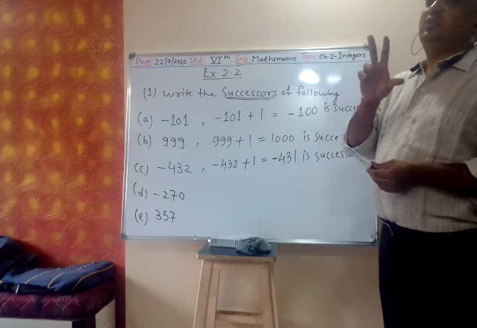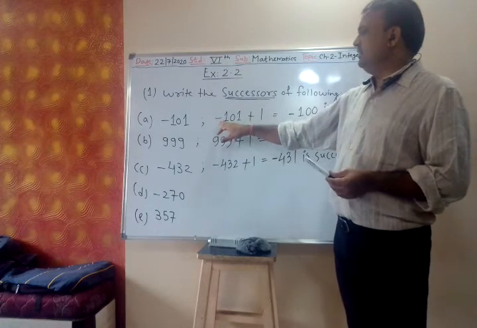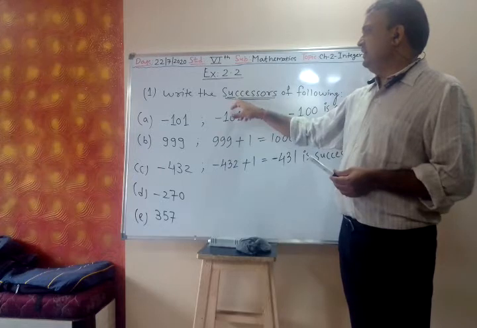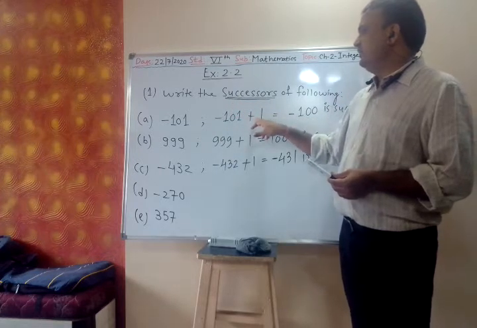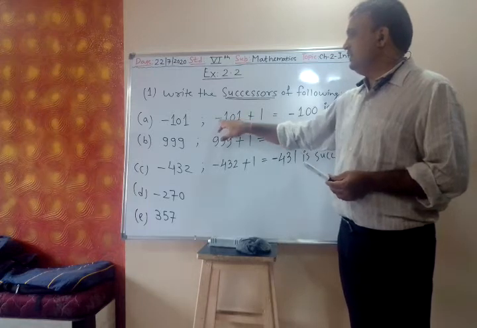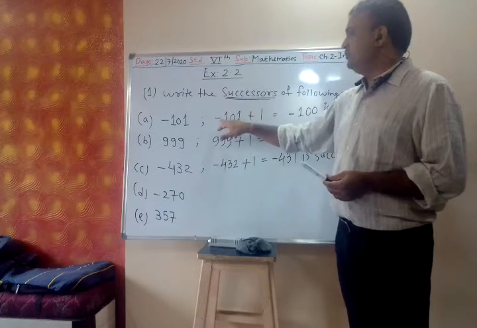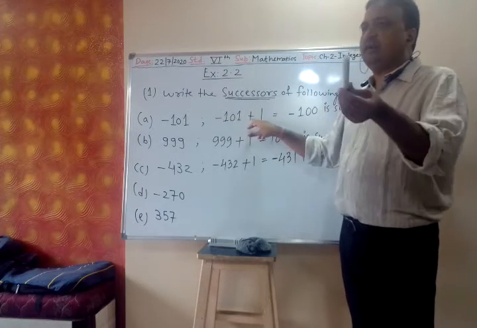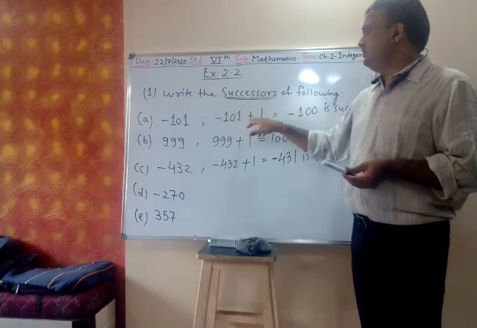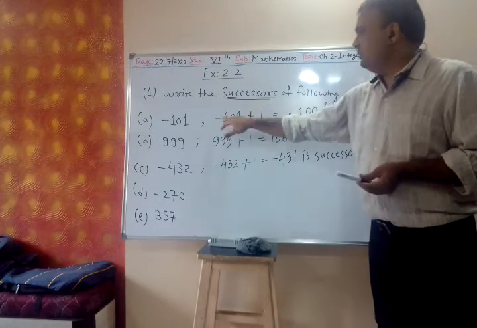It is minus 101, not 101. To find the successor, I will add 1. So minus 101 has a minus sign, and this one has a plus sign. Whenever they have opposite signs, minus and plus, we have to subtract the smaller number from the bigger number. The bigger number is 101, the smaller number is 1. 101 minus 1 is 100. Take the sign of the bigger number: minus.